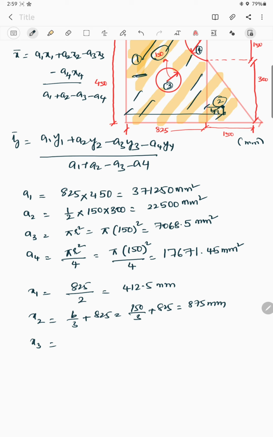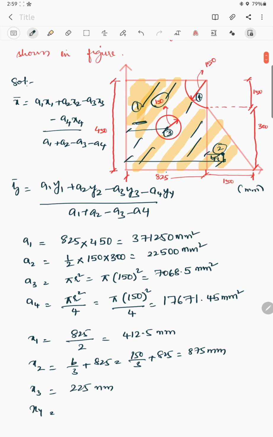What about x3 now? x3 is this circle's center, from here to here. I want the distance from here to here. How to calculate that? It is exactly at the center. This center and the center of this rectangle lie at the same point. So that means 825 divided by 2 will give you 225 mm.